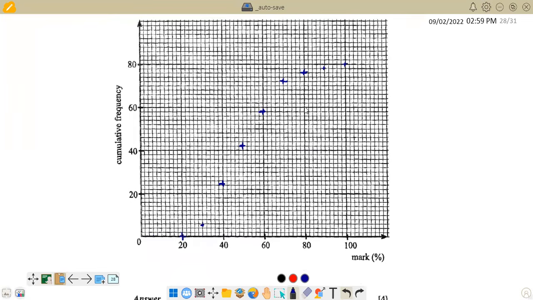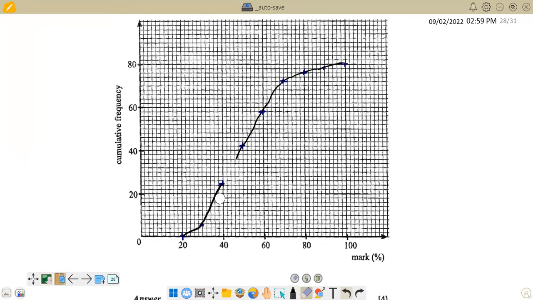And you just need to join a smooth curve from the points that you'll be given. Just make sure that you join the points. You formulate a smooth curve. So that's an ogive or a cumulative frequency. A cumulative frequency is referred to as an ogive. So they can give you this one as an ogive. So you just know that it's one graph. It's just different names, but it's actually representing the same graph.